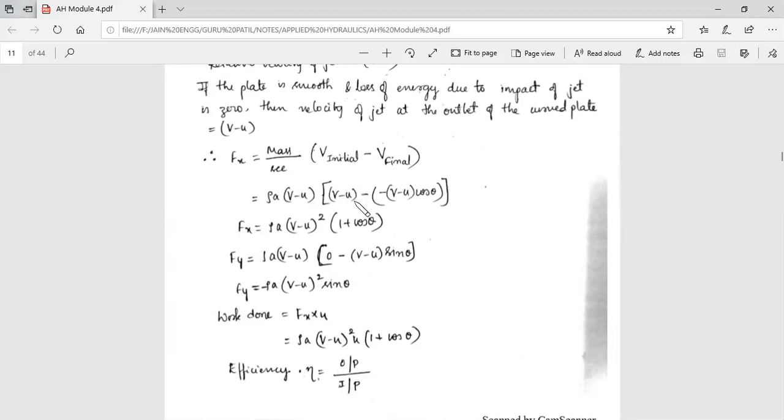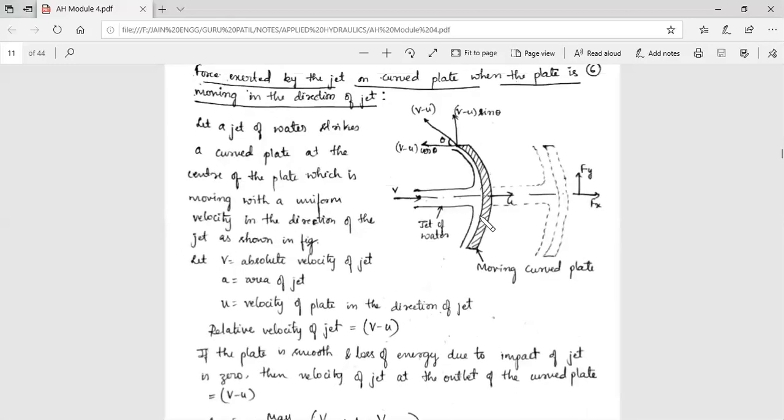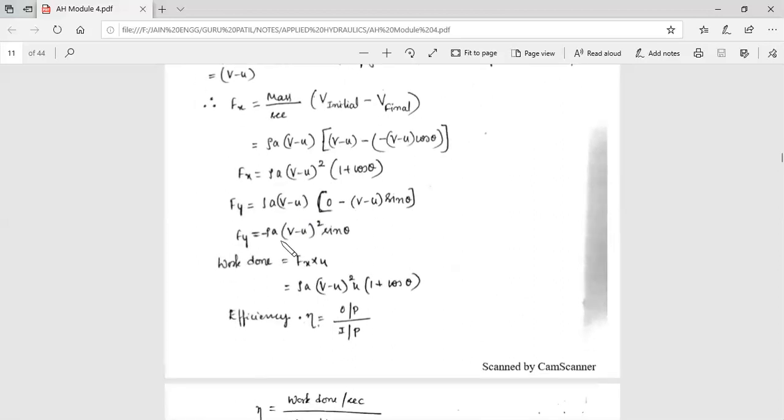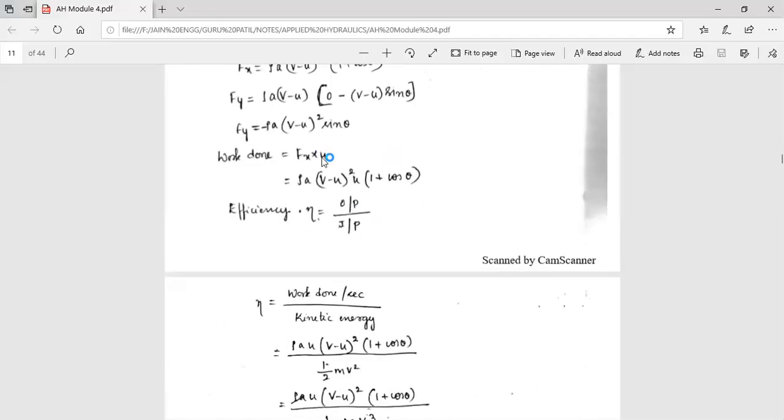Initial here it will be v minus u, and final we should take the component here. Here you can see the horizontal and vertical component. So taking that, minus of minus becomes plus. So it will become (v minus u) cos theta. Taking the common terms outside, it becomes rho a (v minus u) times [0 minus (v minus u) sin theta]. So it will become rho a (v minus u) whole square sin theta. Work done is substituting Fx with respect to u. So we'll be getting the same value of work done.